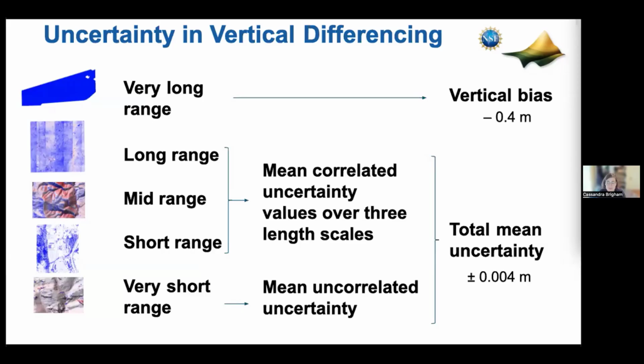To do that, we can model short scale, mid scale, and long scale correlation patterns of the differencing results. We can also account for uncorrelated random error at very short range, by computing the mean uncorrelated uncertainty across the area of interest. We can propagate the mean correlated uncertainties computed for each correlation length scale and the mean uncorrelated uncertainty into a total mean uncertainty for the area. So it gives us two values at the end of our error analysis, a vertical bias value and a mean uncertainty value.